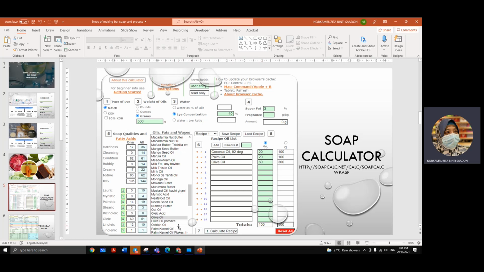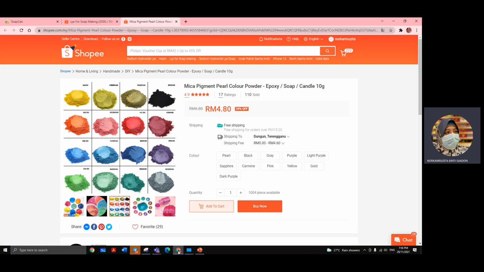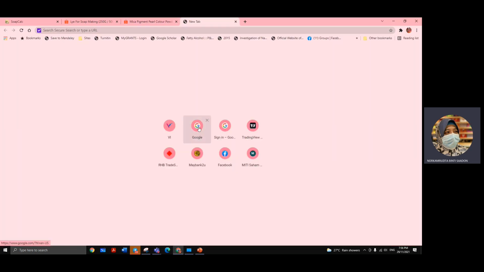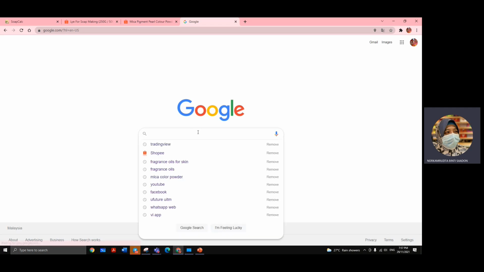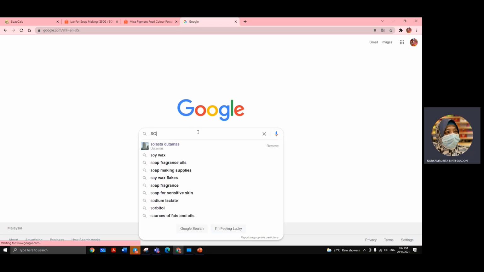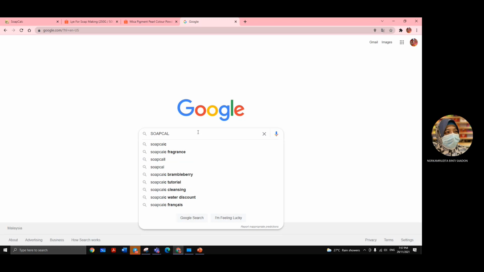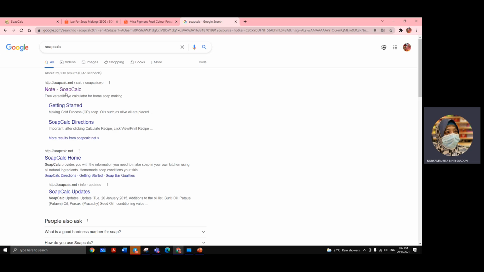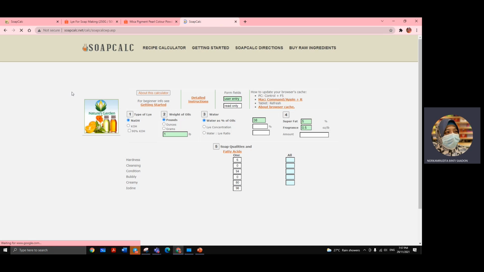I'll show you how you can look at that particular calculator. You just search from the internet, just Google and then type soap calculator. Just choose this one. So you're going to have the soap calculator website. So this is your site.